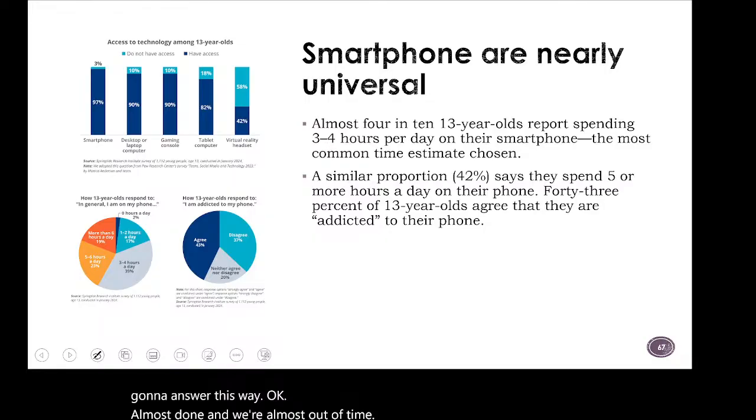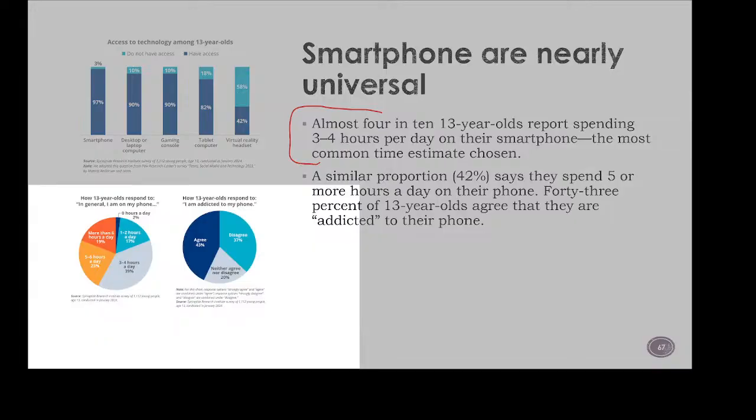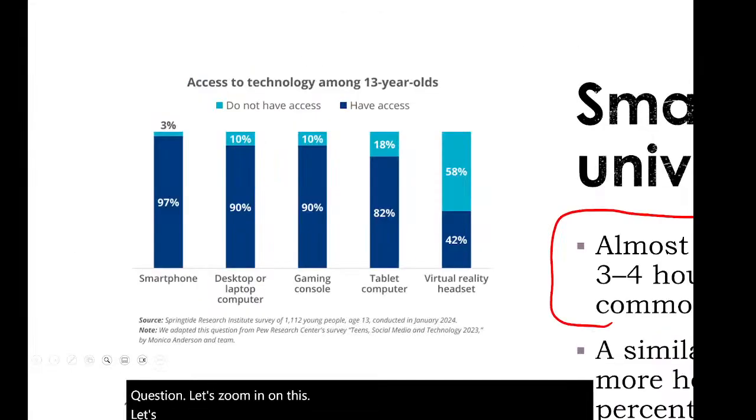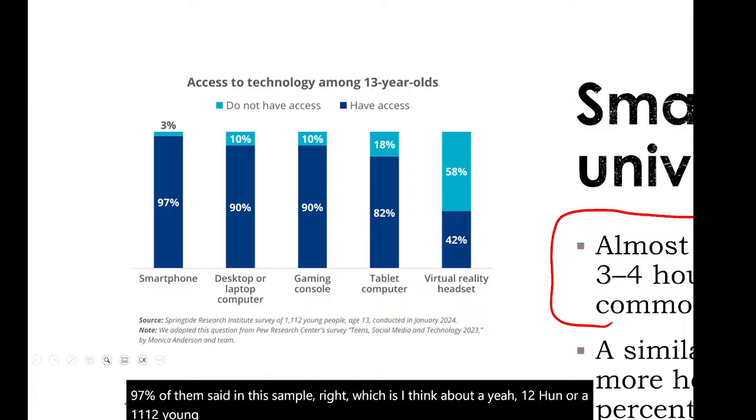That's actually perfect. Okay. So, smartphones. For our young people, smartphones are pretty universal. Let's zoom in on this and see how universal these things are. So, access to technologies amongst 13-year-olds, right? 97% of them said in this sample, which is about 1,112 young people age 13, so they did this in 2024, that's a good sample of American 13-year-olds. 97% of them said they had access to a smartphone.